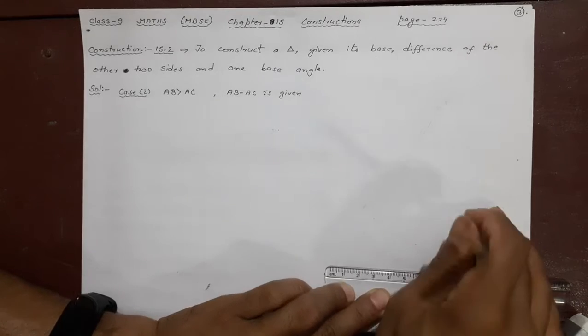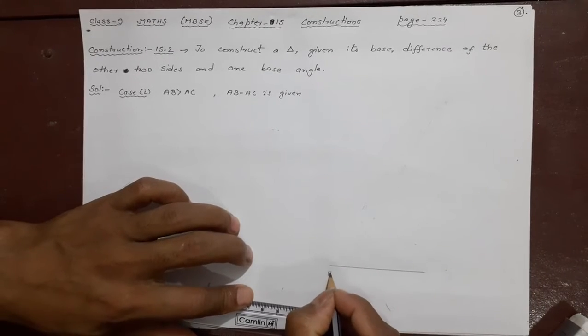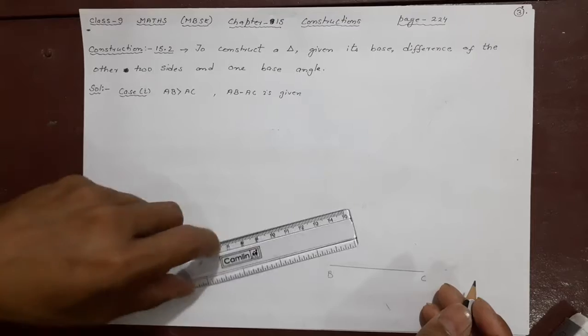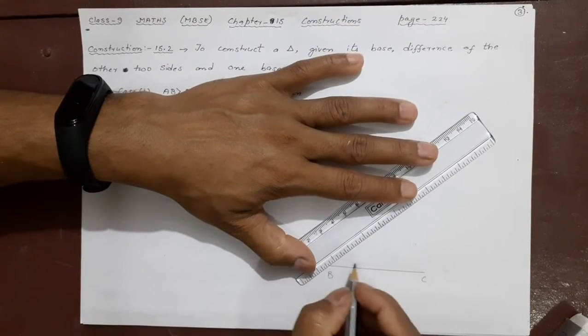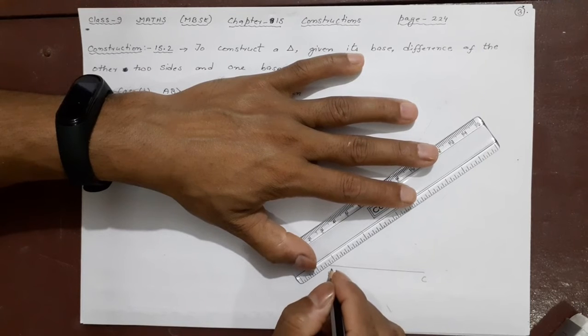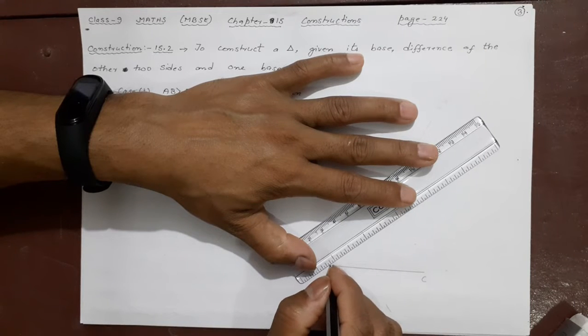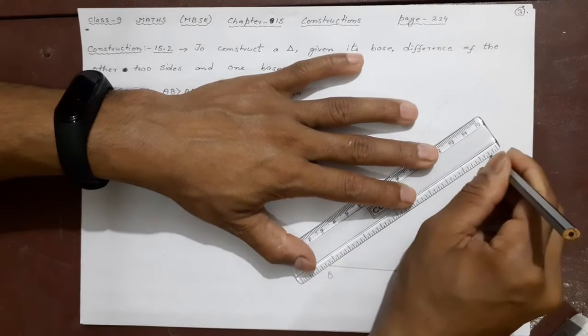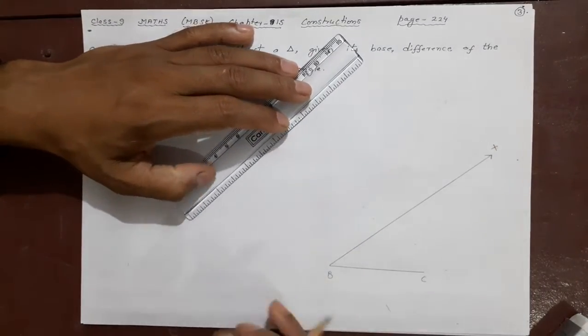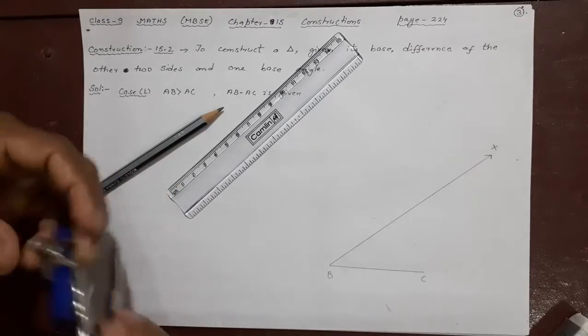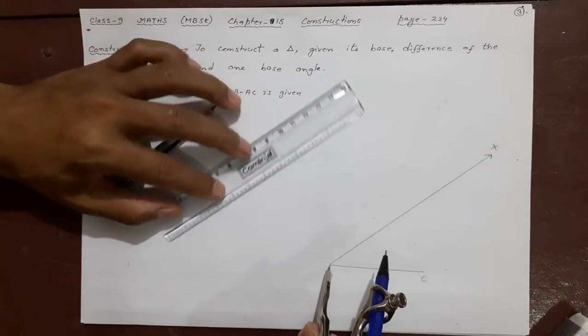Suppose this is BC, whatever length you want you can choose. BC I have taken. After that you will make an angle here, which will be CBX. Suppose I am making it with a compass, and suppose I get it like this. So this is CBX. It will take some time in the real one.